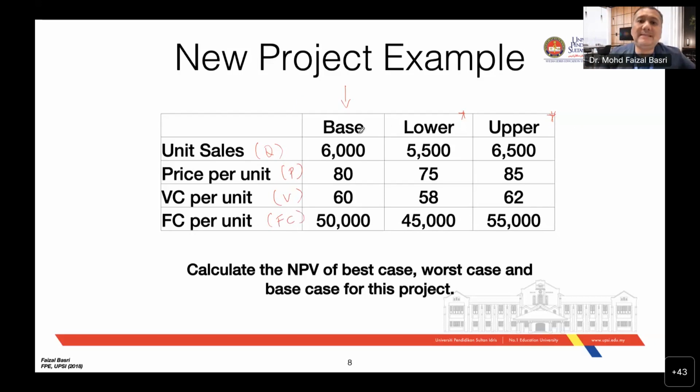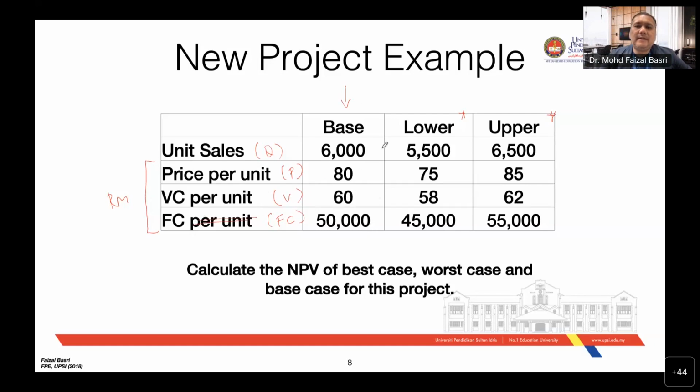Okay, so the base case scenario. The company will sell 6,000 units, and for every unit, they will sell it at 80 ringgit. So this is all in ringgit, Malaysia. The variable cost per unit is 60 ringgit. This one, the fixed cost, sometimes is not per unit. The fixed cost is just fixed cost regardless of the units. But anyway, the fixed cost is 50,000 ringgit.